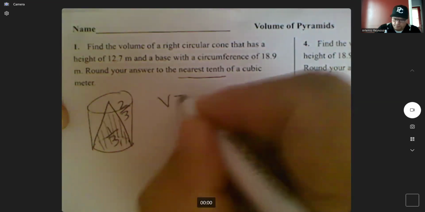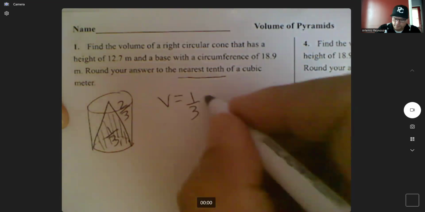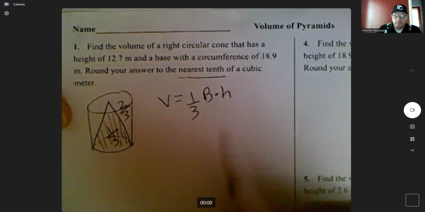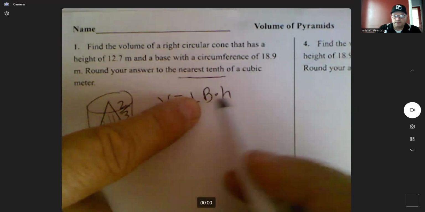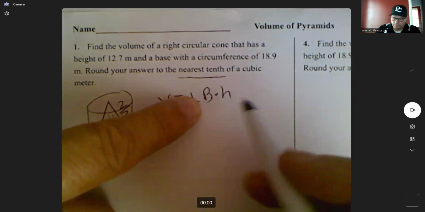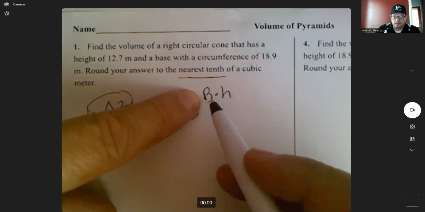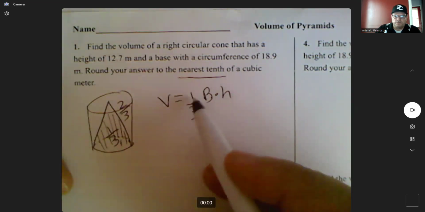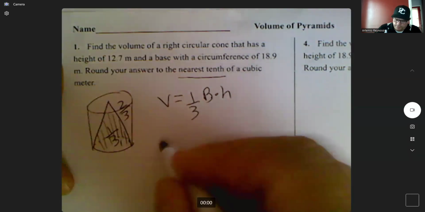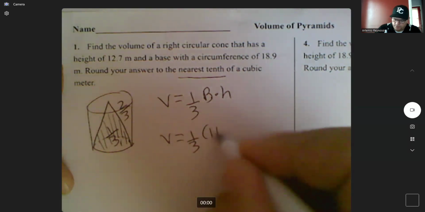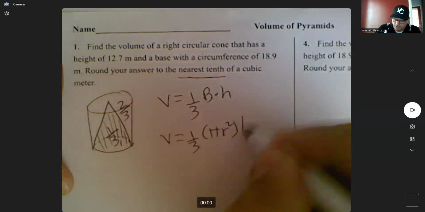So the volume of the right cone is 1/3 area of the base times the height. Area of the base times the height, remember, was the formula to find the volume of prisms. Prism means the base and the top are congruent. So for cones or pyramids, we will need 1/3 of it. Volume equals 1/3 area of the base, which is pi r squared, times the height.